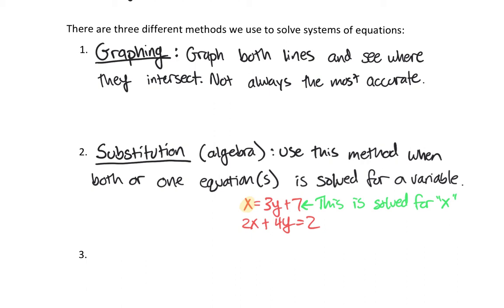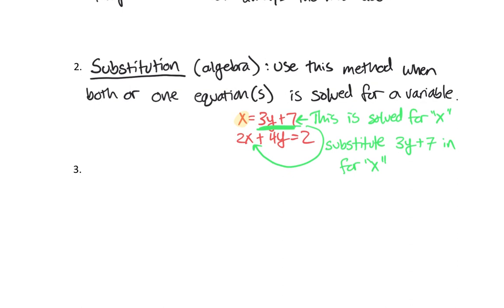And so whatever is solved for a specific variable, we take that quantity and we eventually substitute it. So in this case, 3y plus 7 in for x in the bottom equation. I'll go through an example demonstrating that in a little bit. But substitution would be the second method that we could use to solve a system of equations.